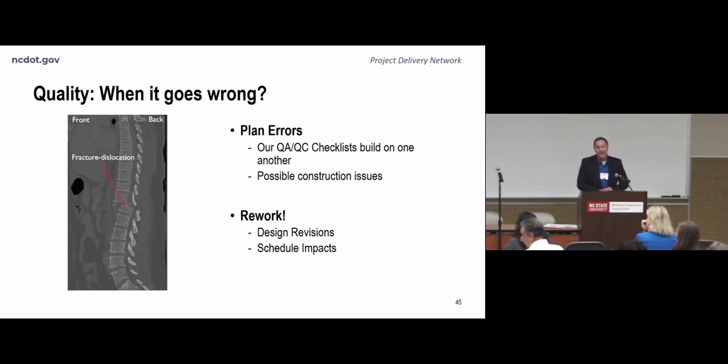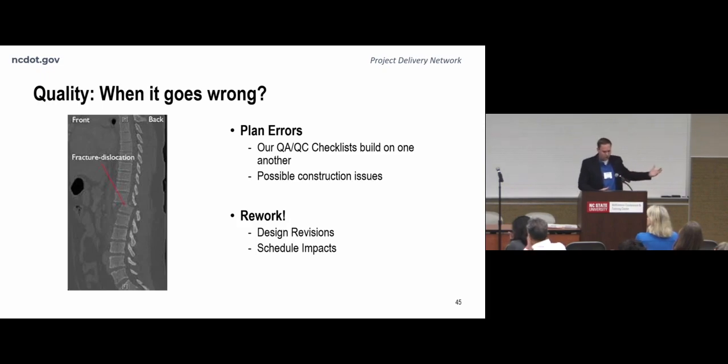What happens if we get it wrong? Well, if we were to have a misalignment or an injury to our backbone, it could cause a whole series of problems. Errors at the DRPS stage can become plan errors that may continue on in the plan development process. Our QA and QC checklists are often cumulative in that they build upon each other. So something that is missed in an earlier stage may not be checked in the same way later on in the process. And if those errors make it to construction, they can become costly construction revisions.